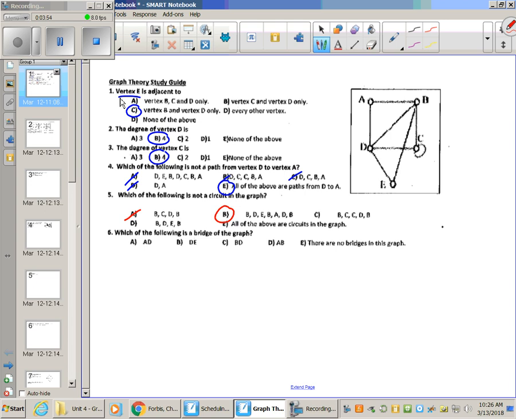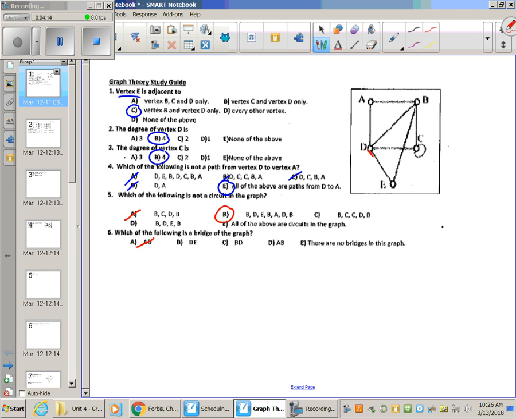Okay. Number 6 says, which of the following is a bridge of the graph? Okay, well, AD for A. If I cross off AD, is it disconnected? No. Remember, that's all a bridge is. It's just edges that if I were to take them out, would cause the graph to become from connected to disconnected.